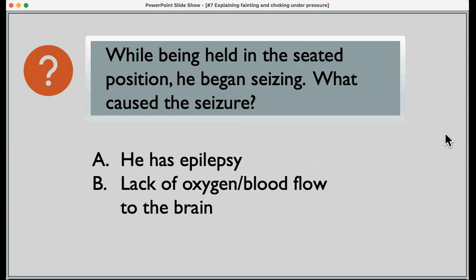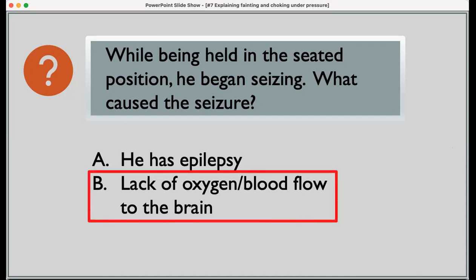What caused the seizure? You have a couple different choices. A, he has epilepsy, or B, he has lack of oxygen or blood flow to the brain. And the answer is lack of oxygen or blood flow to the brain.